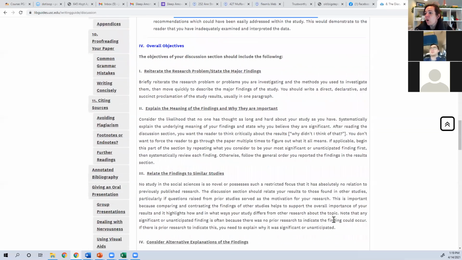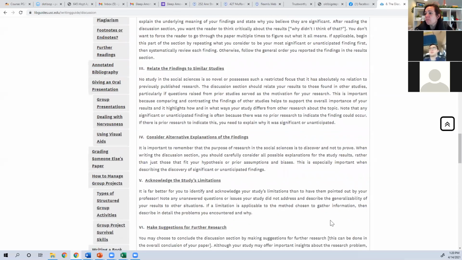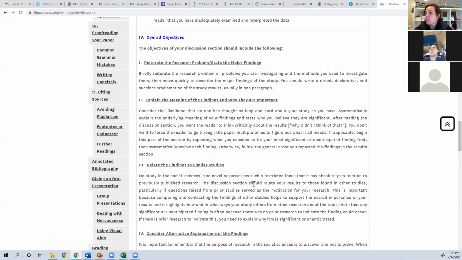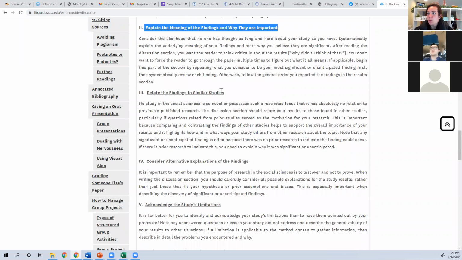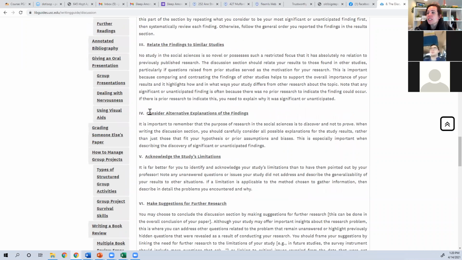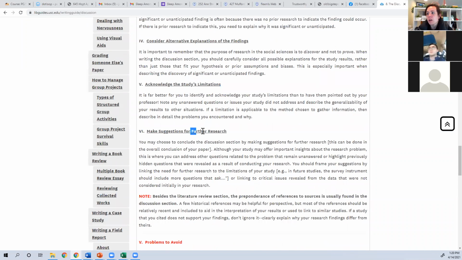All right. So, okay, right here, this highlights it pretty well. Section 1, reiterate the research problem. Section 2, what do the results mean, right? Why do we care? You can skip this, relate the findings to similar studies, just skip that. Consider alternative explanations. So that's for any of the unexpected results you get. Then you talk about limitations, and then you talk about future research. Those should be the subheadings that you include.